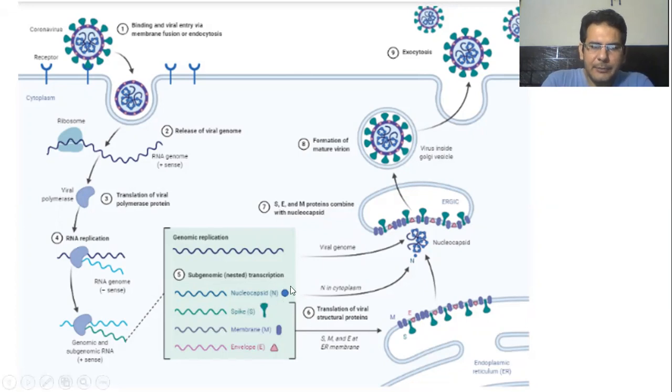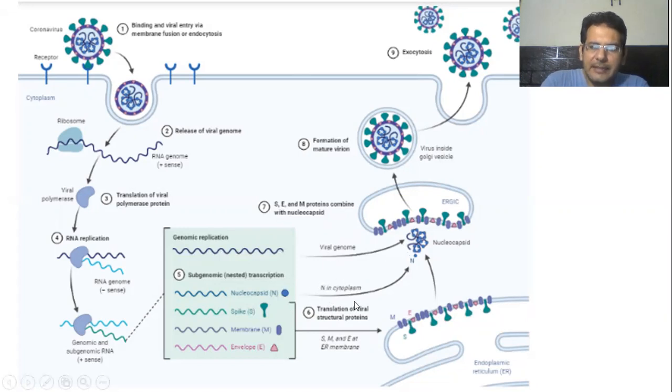All these proteins, including the spike, the membrane and the envelope, go to the endoplasmic reticulum, which is a structure inside the cell that helps in the translation of the genetic material into proteins. So these proteins are formed on the membrane of the endoplasmic reticulum. On the other side, the viral genome which is made gets the N protein, the nucleocapsid protein, which is translated without the endoplasmic reticulum, in the cytoplasm.